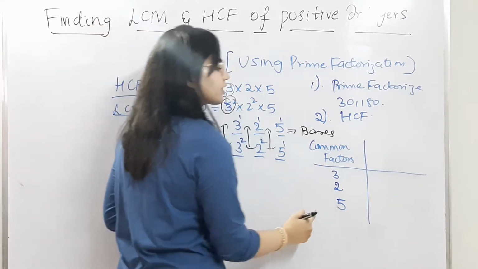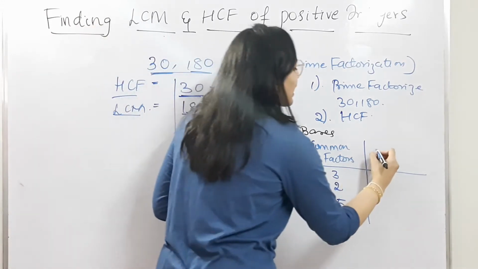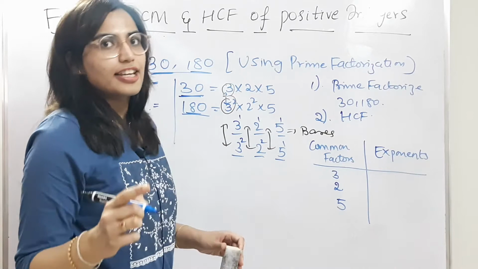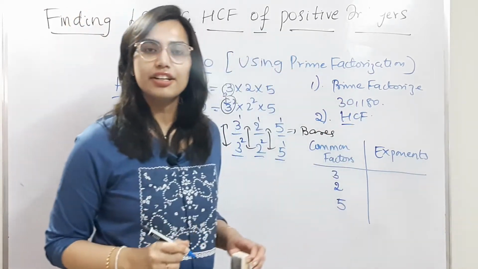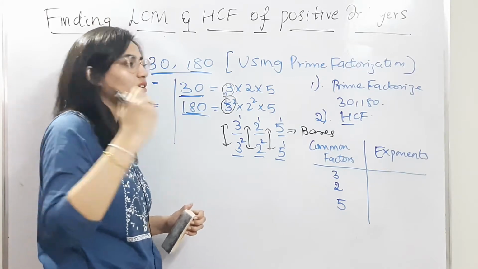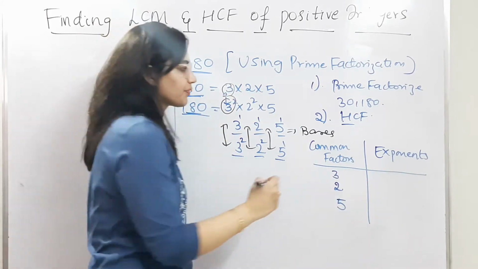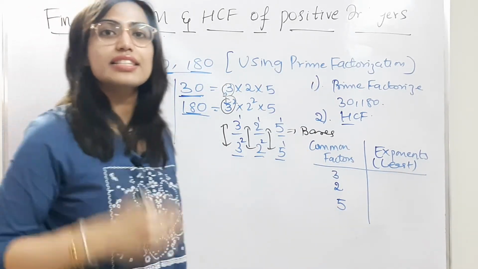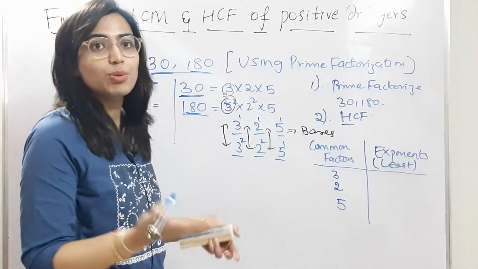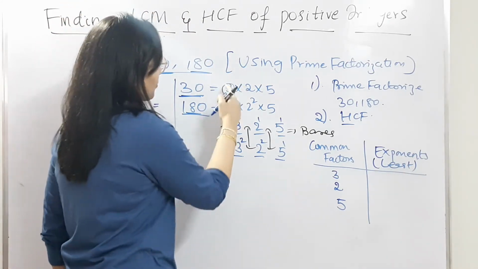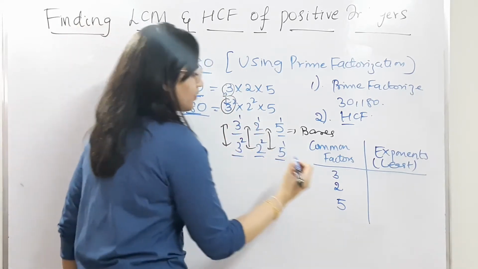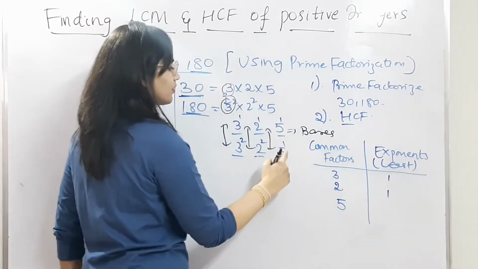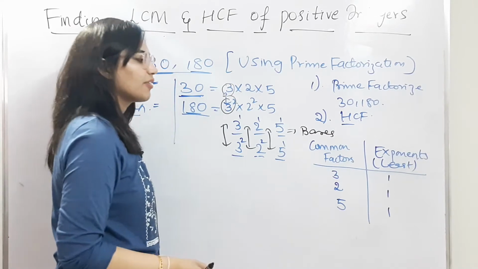Now, post writing the common factors, you need to take the exponents of those common factors. Since we are dealing with HCF here, we need to take the least power of the common factor and write it here. Because that is the highest common factor that divides those two, we need to take the least power so that it is divisible by those two numbers. Suppose here, what is the least power? We have 1 and 2. What is least here? 1. And 5, we have 1 and 1. So least is nothing but 1.